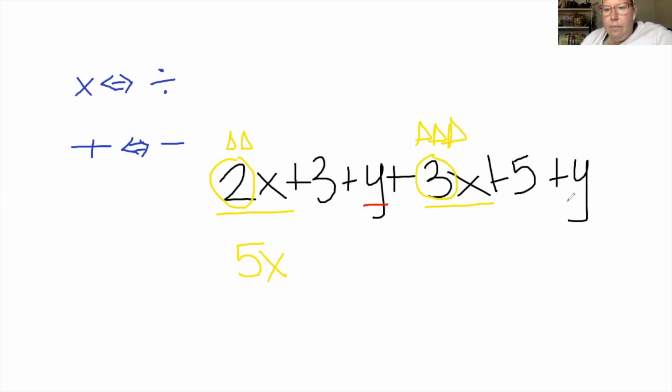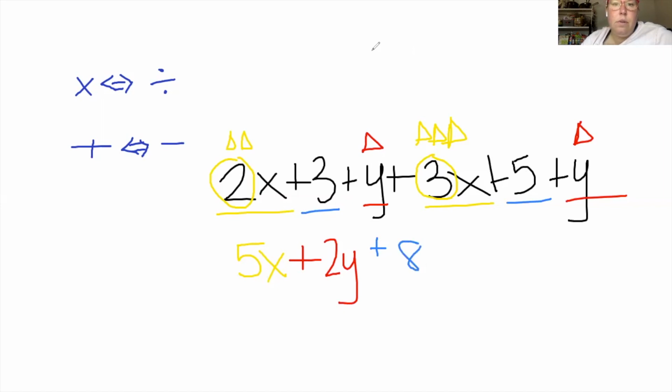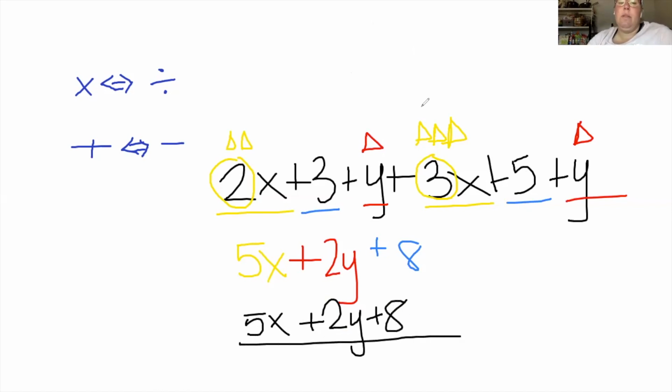Now I have a y and a y, so I could do red for y. I have 2 of them, so I'm going to do plus 2y. And then I have numbers, 3, 5. 3 plus 5 is 8. So this comes out to be 5x plus 2y plus 8. You're combining the things that are the same. Notice I drew the pawns on the top.